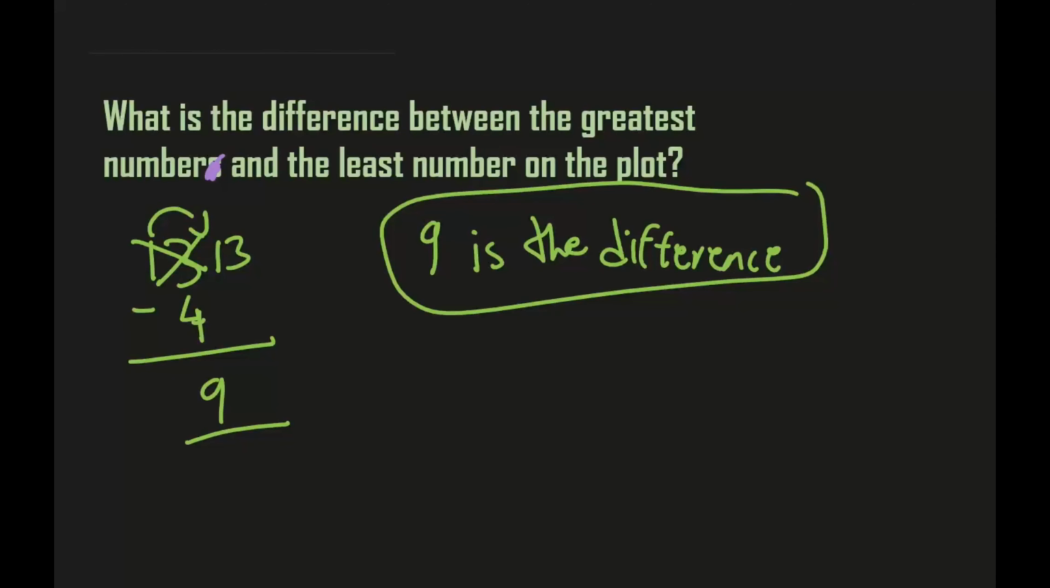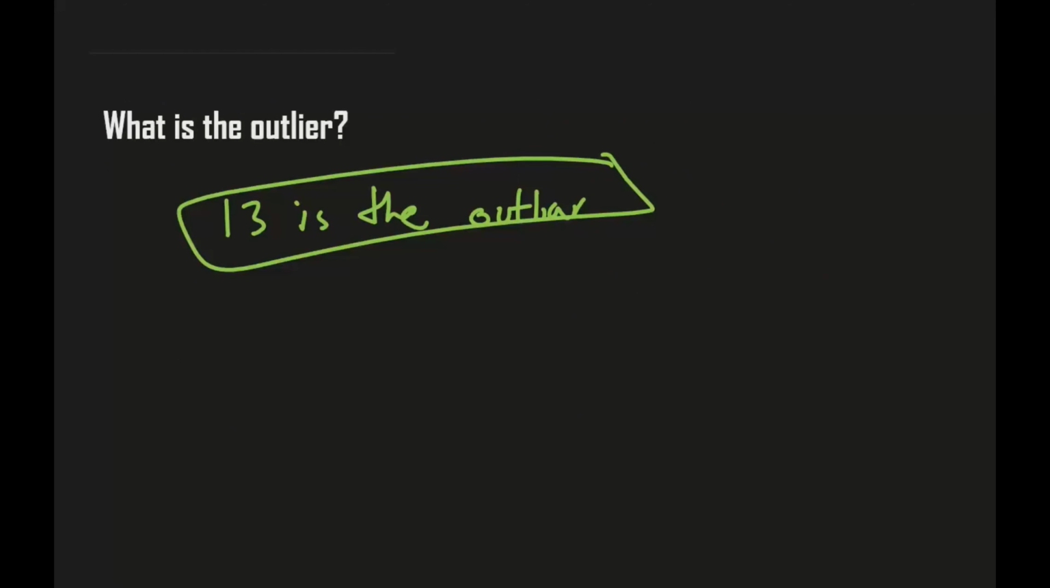Now, what is the difference between the greatest number and the least number on the plot? 9 is the difference. If you got 9, great job. That's the right answer. Finally, what is the outlier? If you got 13, great job. That's the answer. So, if you got all of those right, good job. If you didn't, it's okay. Just comment down how many you got right.